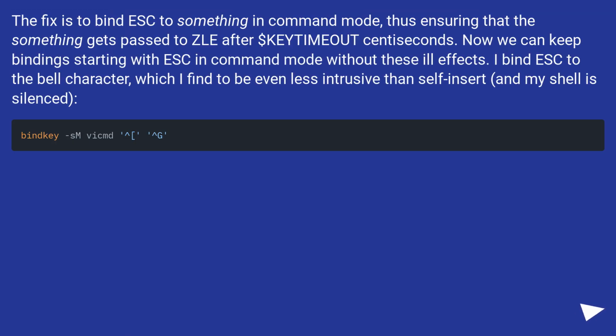The fix is to bind escape to something in command mode, thus ensuring that the something gets passed to ZLE after $KEYTIMEOUT centiseconds. Now we can keep bindings starting with escape in command mode without these ill effects. I bind escape to the bell character, which I find to be even less intrusive than self-insert, and my shell is silenced.